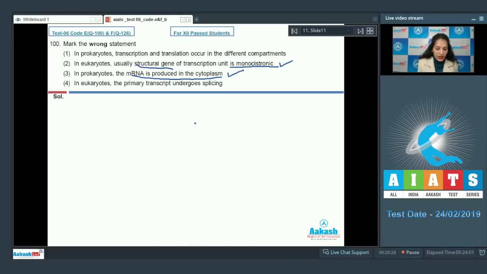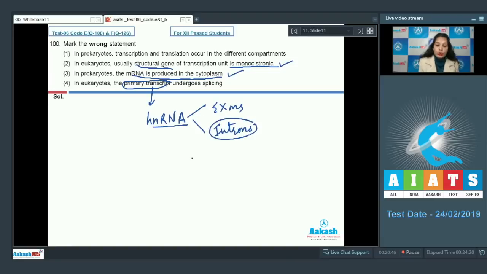Fourth, in eukaryotes, the primary transcript, which is hnRNA, heterogeneous nuclear RNA, undergoes splicing. Yes, because hnRNA contains both exons and introns. Introns are the non-coding regions and the exons are the coding regions. So before translation, we have to remove introns from the hnRNA, which is done by splicing. So in eukaryotes, the primary transcript undergoes splicing before translation. So this is true.